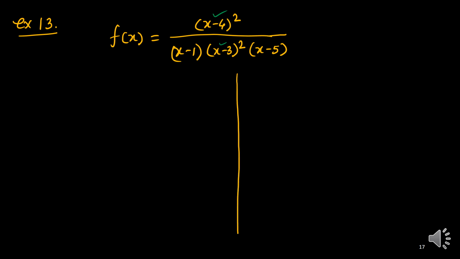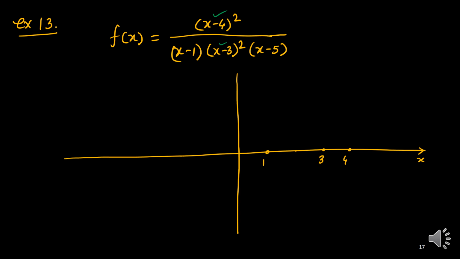Okay, this is the y-axis, this is the x-axis. So what are the points? The points are 1, 2 is not there, fine, it's 3, then 4, and then 5.